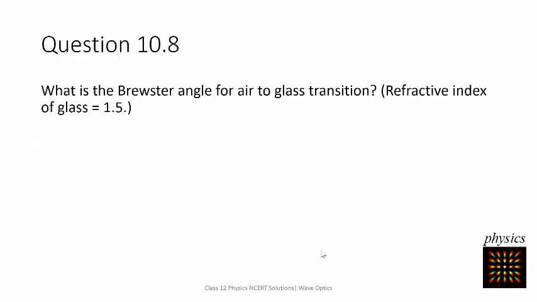This is a straightforward and simple question to find the Brewster angle. So mu equal to tan iB, and what is iB? So tan inverse of the refractive index.